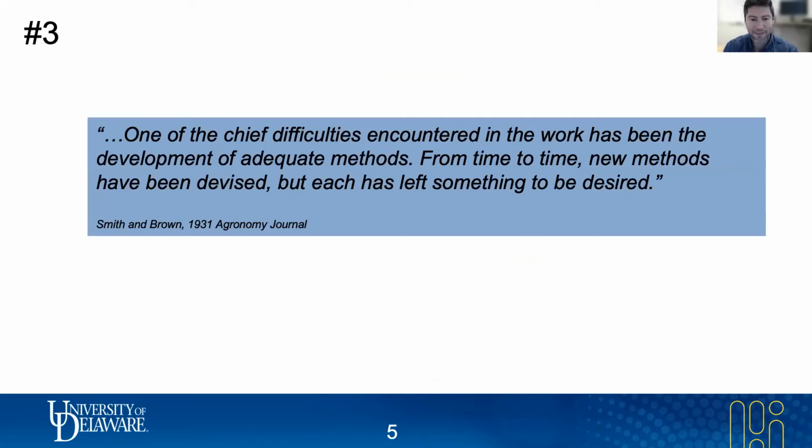And the last thing to think about is this quote. This is a paper published by Smith and Brown in 1931 in the Agronomy Journal. And this is a paper about soil respiration. Soil respiration is the CO2 efflux from soils to the atmosphere. And I will read this quote, and it says, "One of the chief difficulties encountered in the work has been the development of adequate methods. And from time to time, these methods have been devised, but each has left something to be desired."